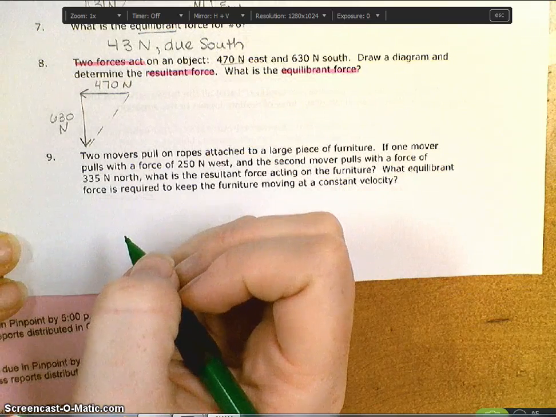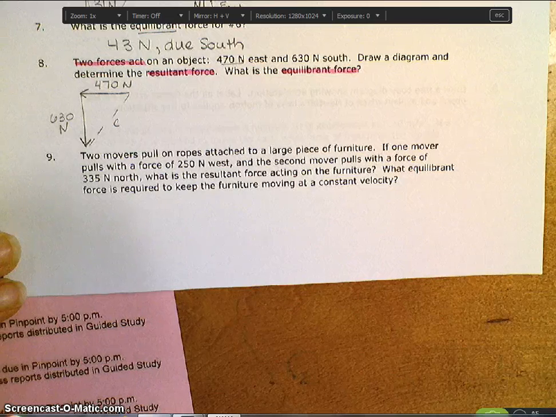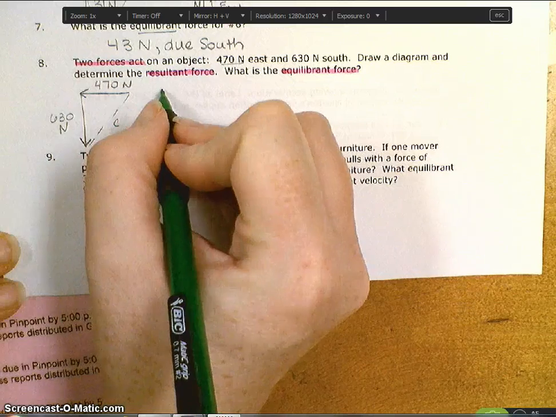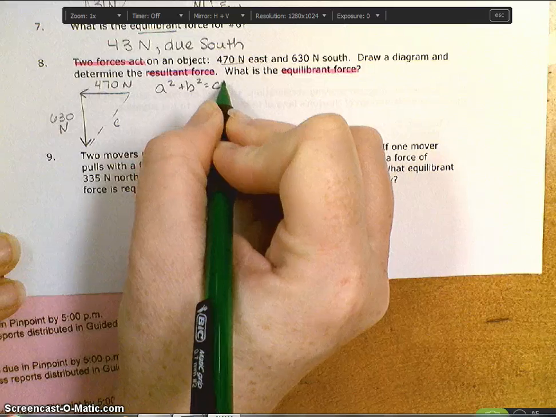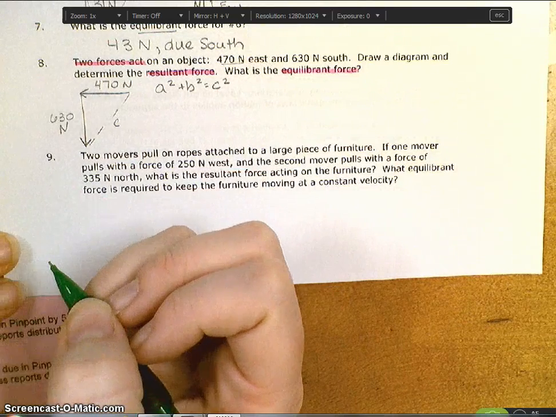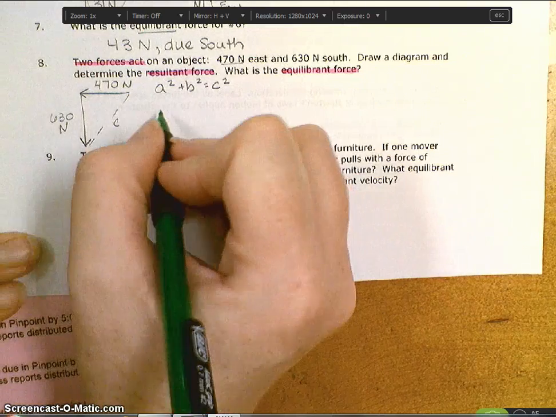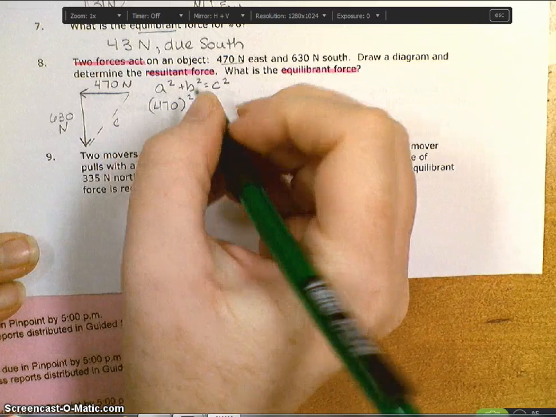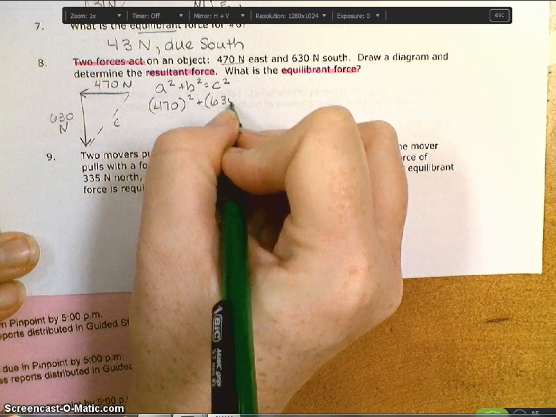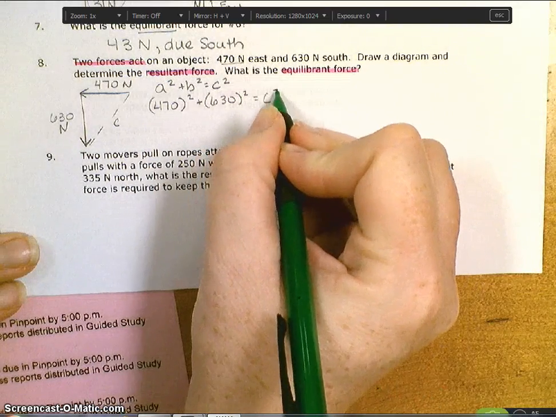My resultant vector is the hypotenuse, so that is my C. Triangle questions will be answered using the Pythagorean theorem. A squared plus B squared equals C squared. So at this point, you should be able to fill this in. A, 470, plus B, 630, don't forget to square, is going to equal C squared.